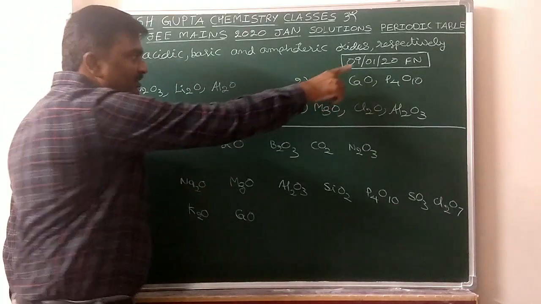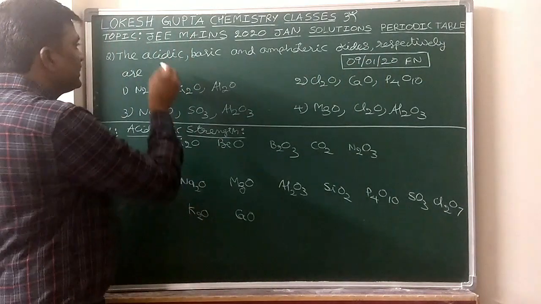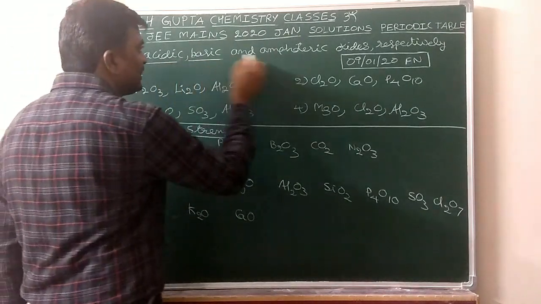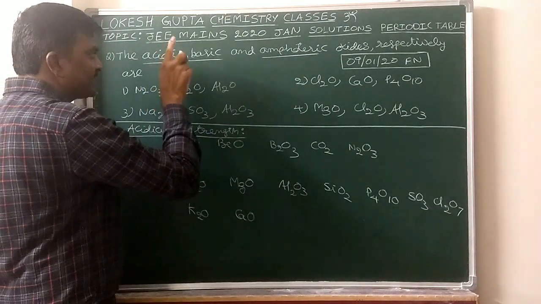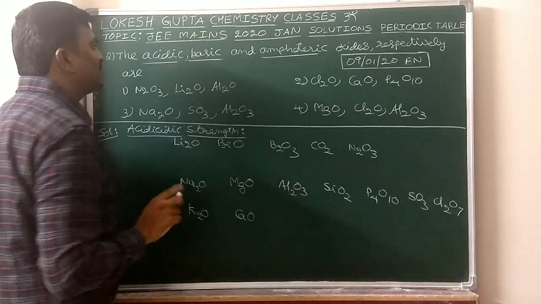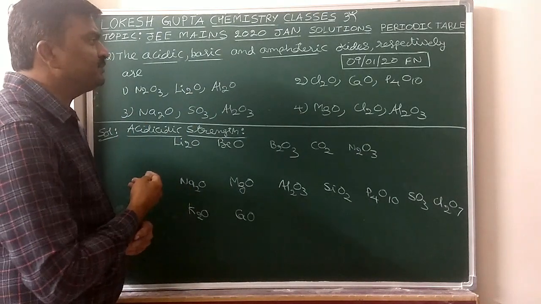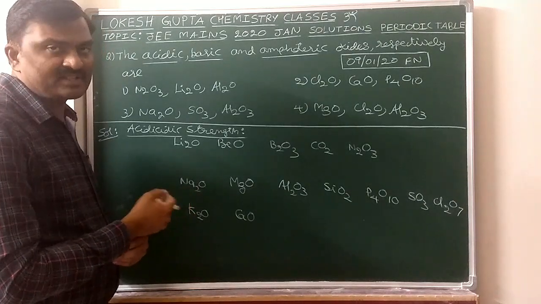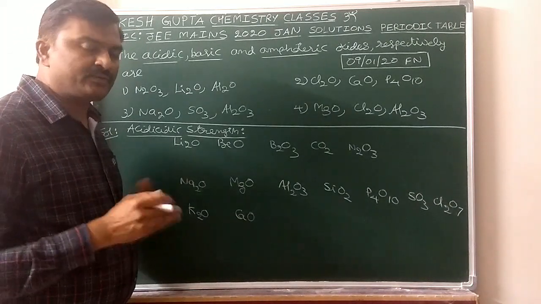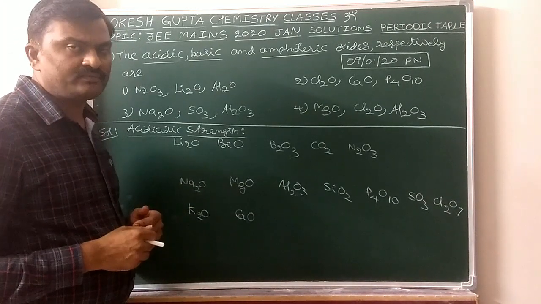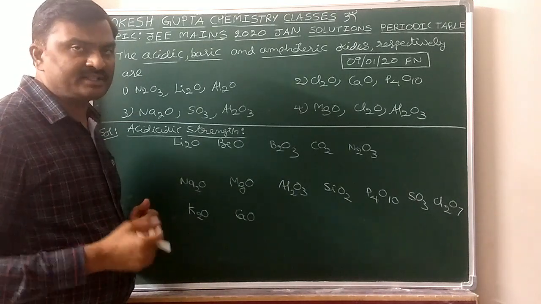This question was given on 9th January forenoon. Now, the question is: the acidic, basic and amphoteric oxides respectively are first acidic, next basic and then amphoteric oxide. Here in these options, some second, third period and fourth period element oxides are given. We know that metal oxides are basic. Of course, some metal oxides are amphoteric also. Generally, metal oxides are basic. Non-metal oxides are acidic in nature.